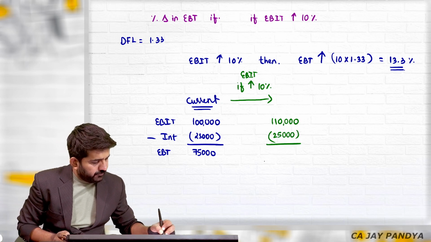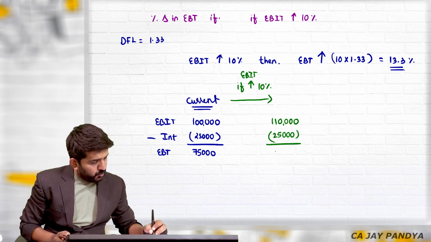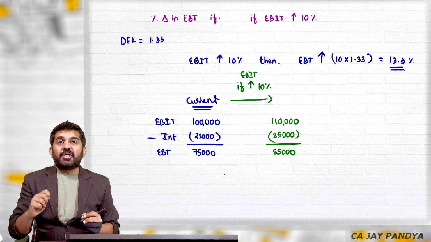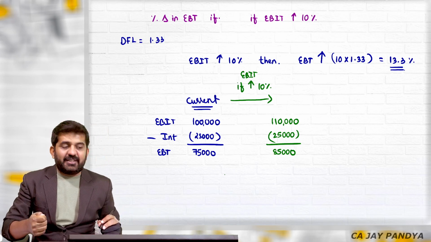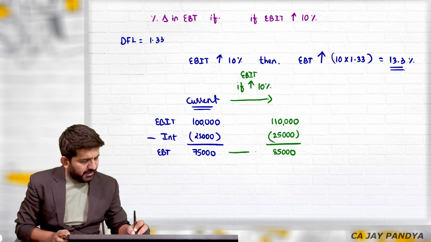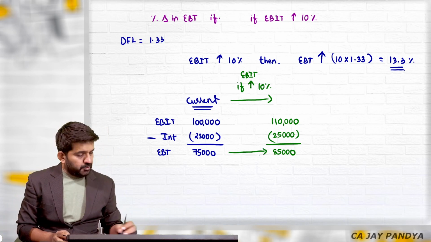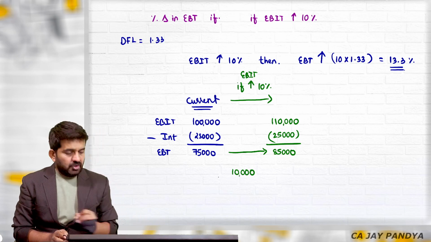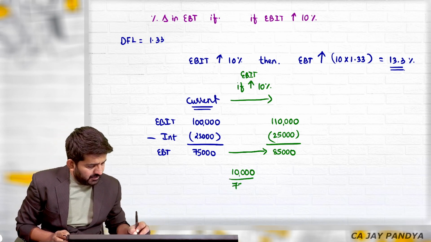25,000. This will be 85,000. So EBT from 75,000 will become 85,000. How much has it increased? 10,000. What was the base?